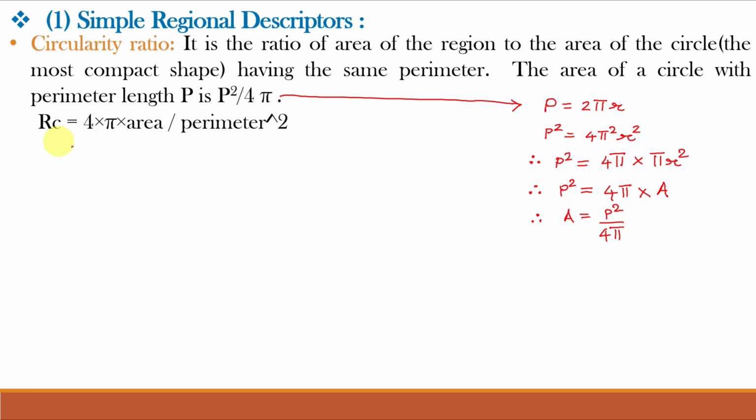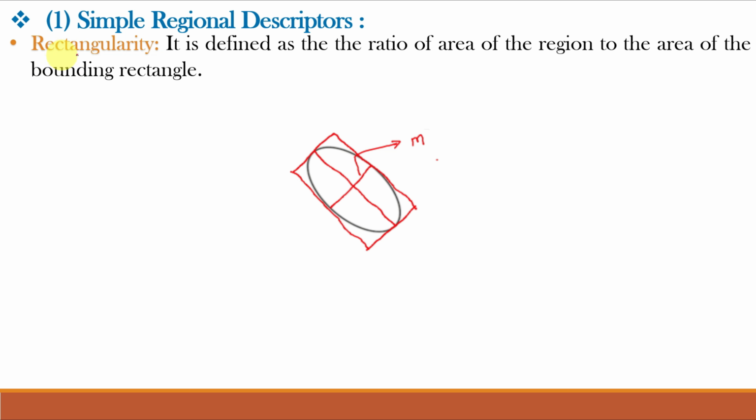Now let us understand how this equation comes. In the definition it is given that circularity ratio RC is the ratio of area of the region to the area of the circle. So the area of the region is A upon the area of the circle, which we have found out is p square, or perimeter square, upon 4 pi. Therefore circularity ratio is equal to, the denominator of the denominator will go to the numerator, which gives this equation.